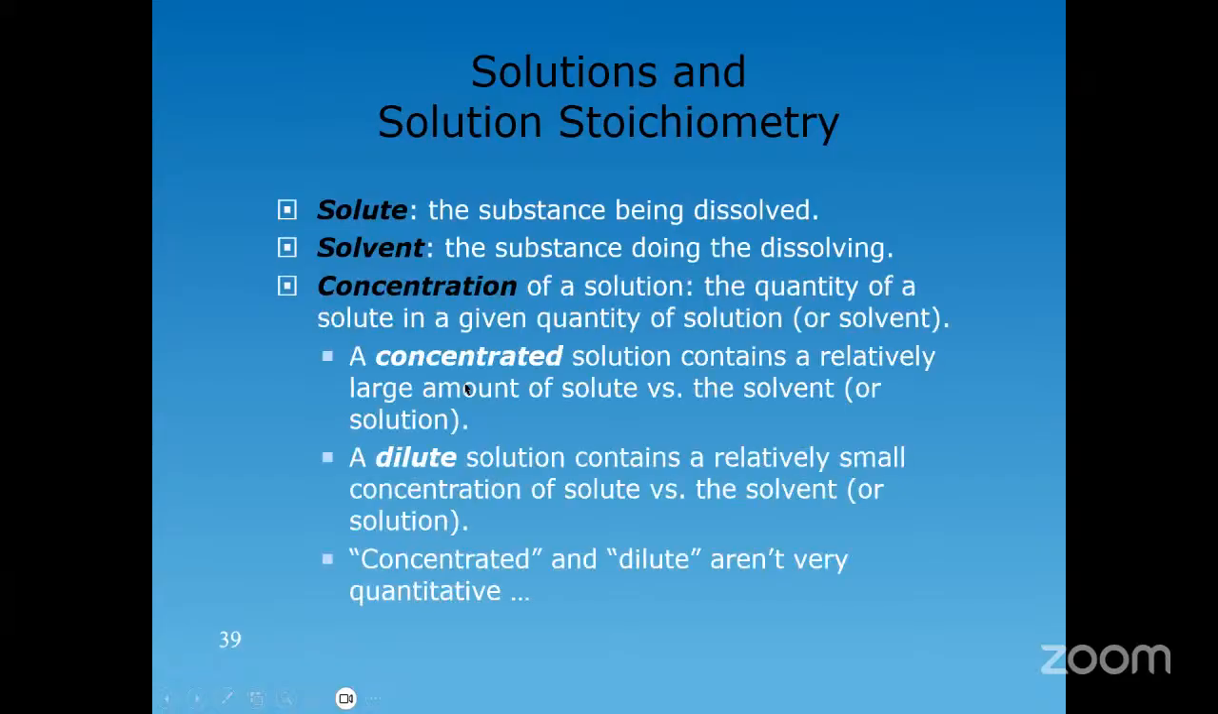A solution, of course, we know is a homogeneous mixture of two or more substances, and there are two main parts to any solution. You have what is known as the solute and what is known as the solvent, right? And broad definitions here: solute is basically the substance which is being dissolved, while the solvent is the substance that is doing the dissolving. Now, typically, if you have a solid dissolved in a liquid, then the solid is the solute, the liquid will be the solvent.